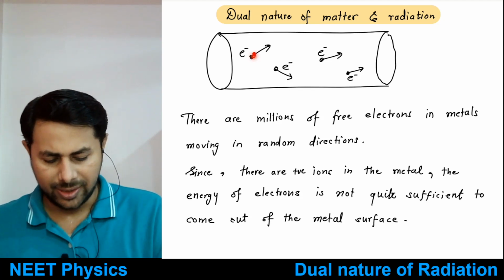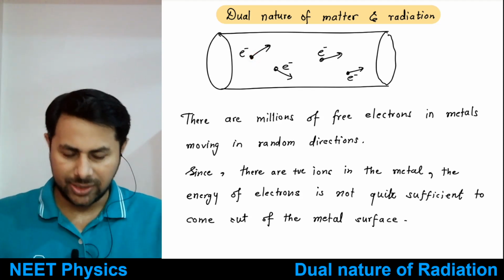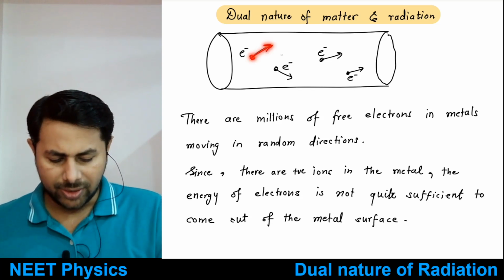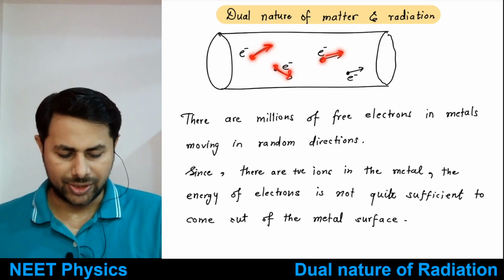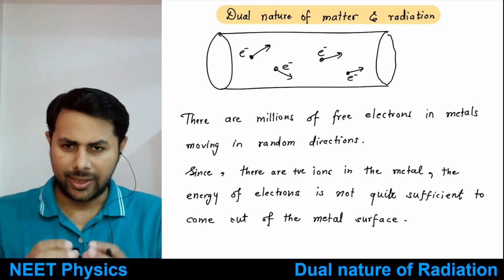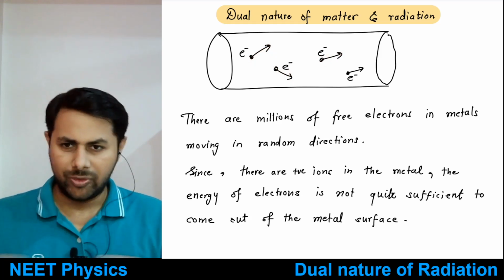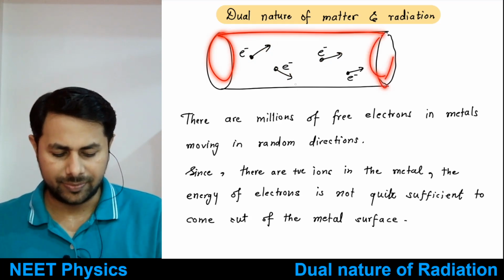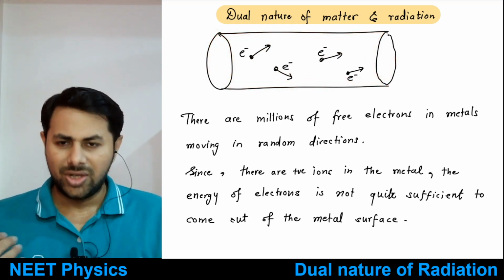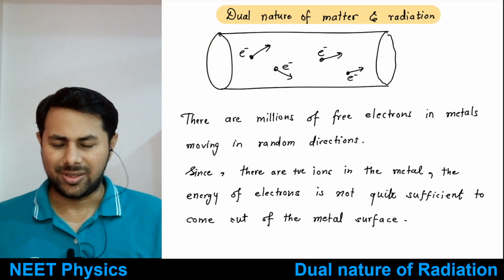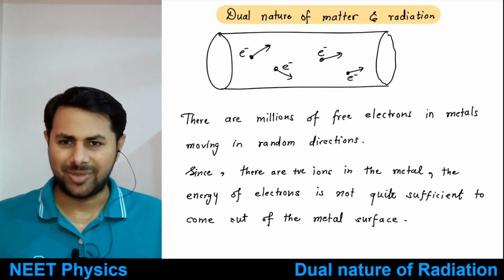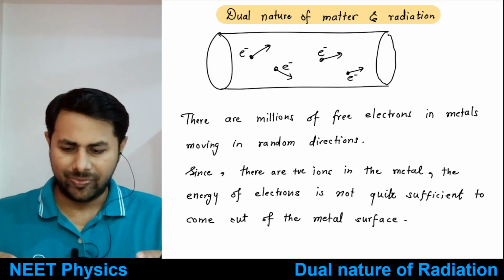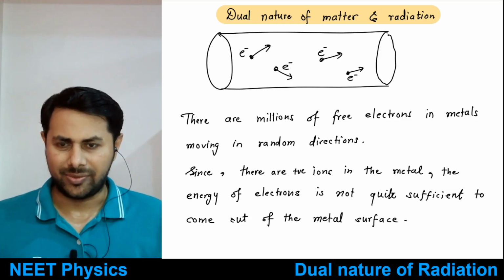And that's why, if you consider a piece of metal or wire of metal, there are lots of electrons moving in random directions. So electrons are free, moving in random directions inside the metal only, right? Now you might ask, if electrons are free, why don't they come out of the metal surface? The reason is that the electrons are still in a positive potential.